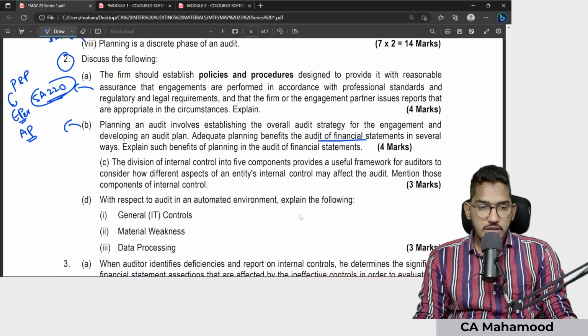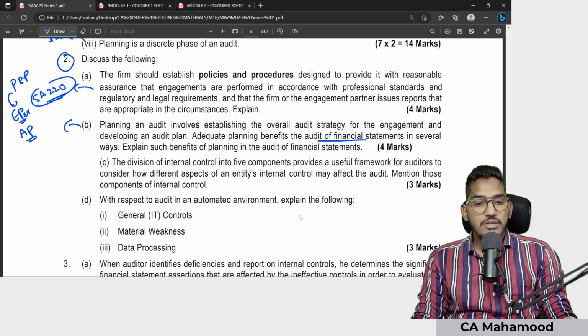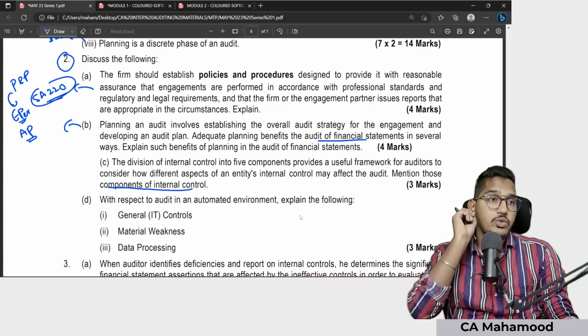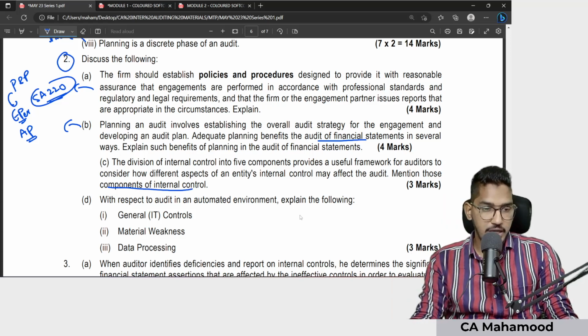Next question. The division of internal control into 5 components provides a useful framework for auditors to consider how different aspects of internal controls may affect the audit. Mention those components of internal control. They are asking you to write down 5 components of internal control. This question is from risk assessment and internal control.